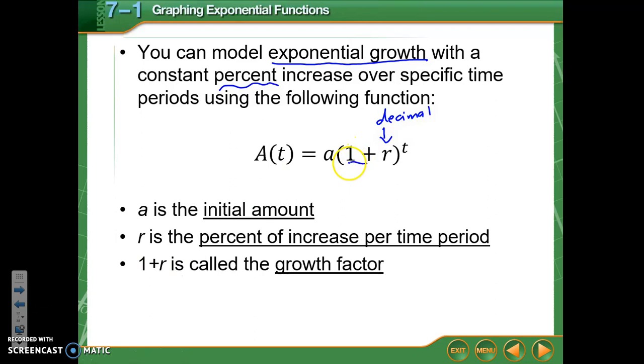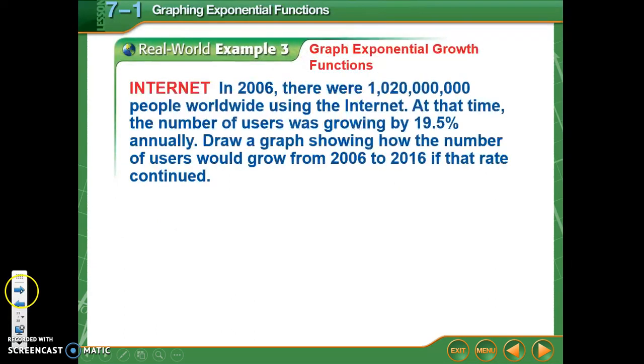1 plus r, 1 plus the percent, is called my growth factor. That's basically how much it's growing each time. Okay, so let's take a look at this example. It says in 2006, there were 1,020,000,000 people worldwide using the internet. At that time, the number of users was growing by 19.5% per year, or annually. Draw a graph showing how the number of users would grow from 2006 to 2016.